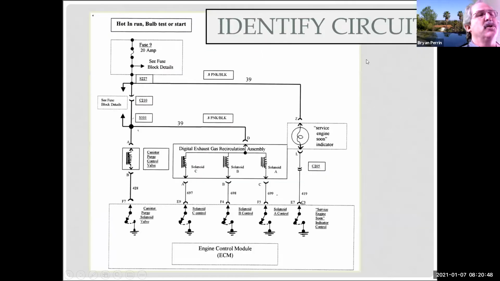So identify the circuit. If I want to identify the circuit, well, that's the number next to the wire, isn't it? And so here is my load.